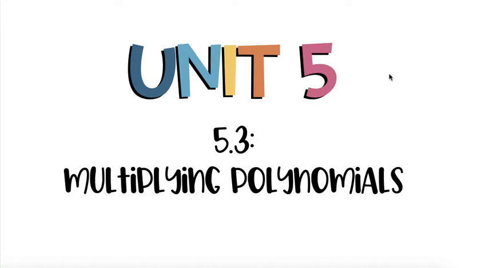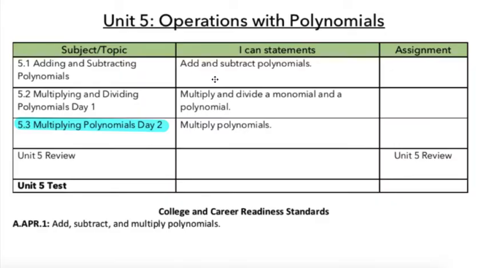This is Unit 5, Section 5.3. We're going to explore multiplying polynomials larger than a monomial. Before, we looked at multiplying by a monomial, where we had one piece being distributed in, and dividing by a monomial, where we had one piece being divided into each part of our polynomials.